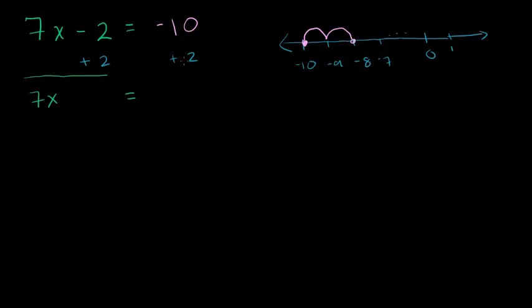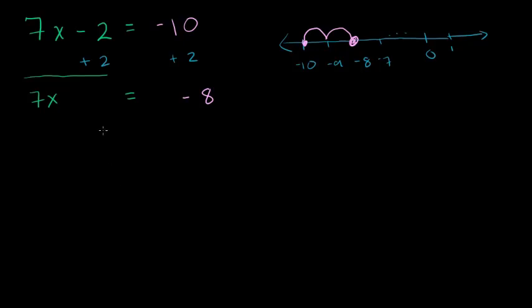Don't get confused. Don't say, okay, 10 plus 2 is 12, so negative 10 plus 2 is negative 12. No. Negative 10 minus 2 would be negative 12, because we're going more negative. Here, we have a negative number, but we're going to the right. We're going in the positive direction. So this is negative 8. So we have 7x is equal to negative 8.